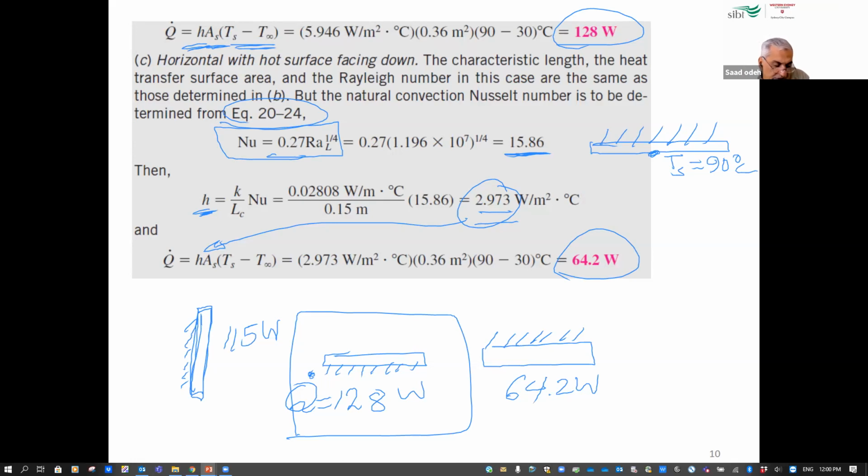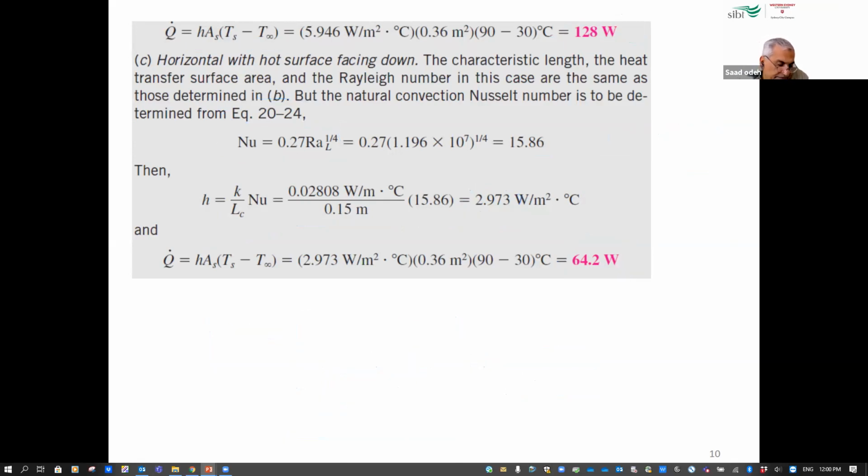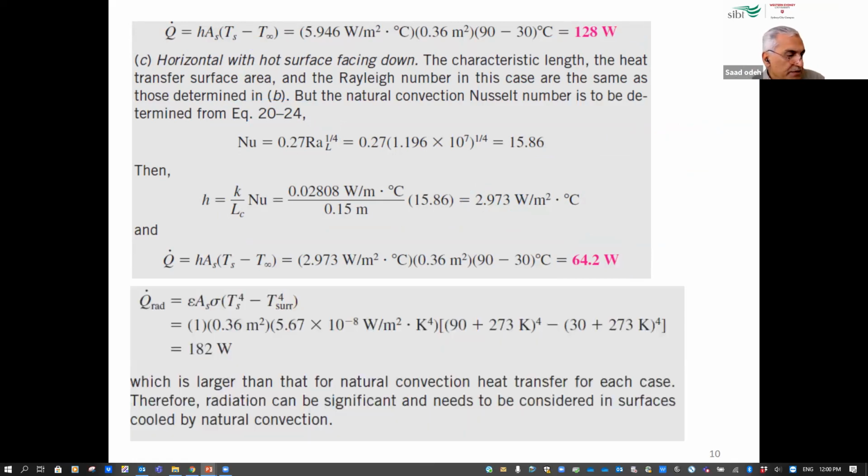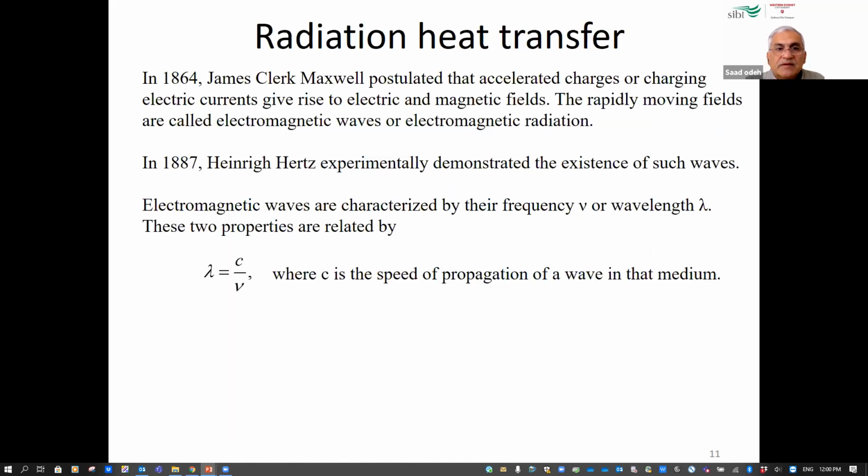Okay, as you can see, all of them use the same procedure, the same formulas. The most important thing is you need to find the Rayleigh number, and then from the Rayleigh number you can find the Nusselt number, and then H, and then Q dot. Okay. Let me check what the time is now. Yep. Okay. All right, so by this we finished the heat transfer by natural convection.